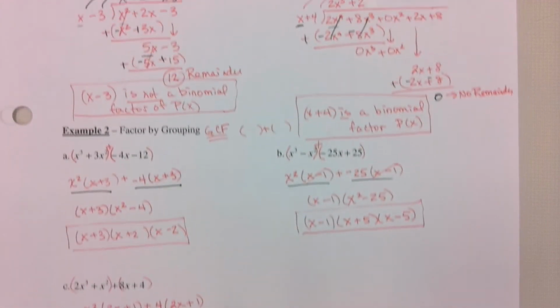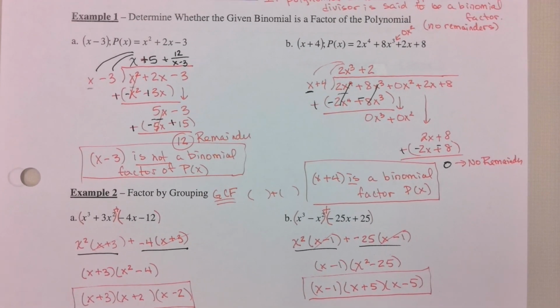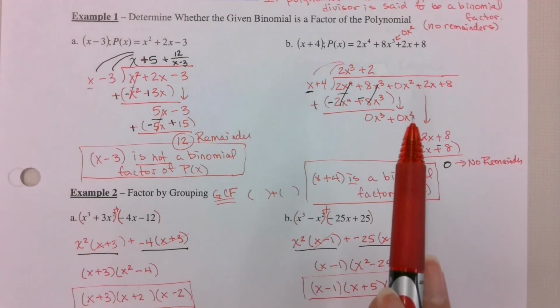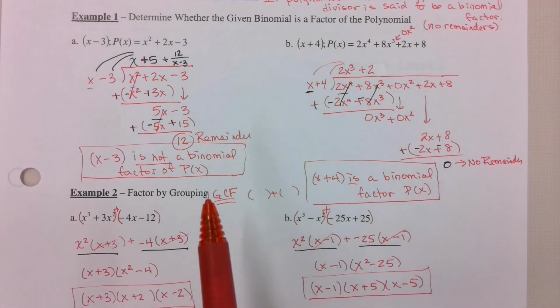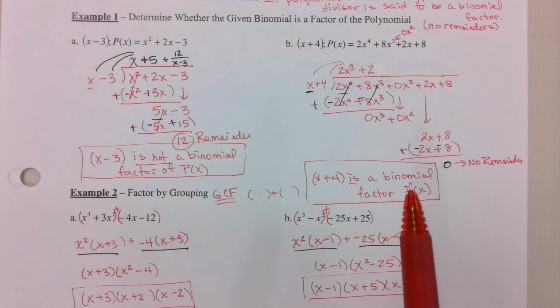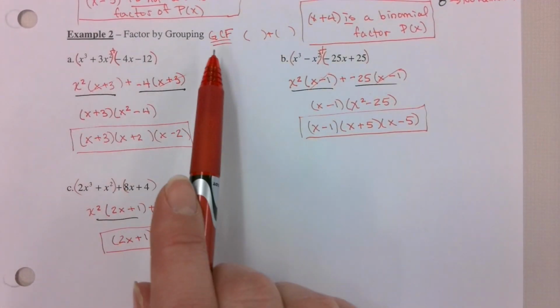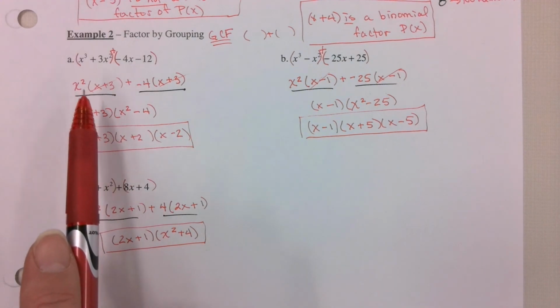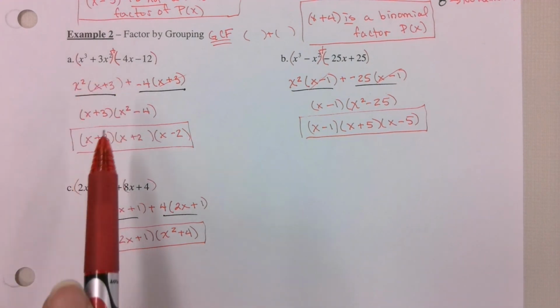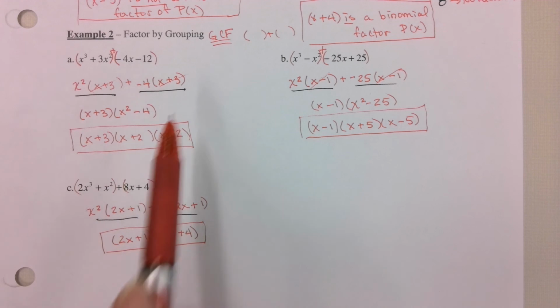So this was part of 6.4 where we talked about binomial factors. If we have a remainder, it is not a binomial factor. If it divides evenly with no remainder, it is a binomial factor. And a nice review of factoring by grouping. Always take out your GCF. Break it into 2 small factoring problems and then looking at the big picture.